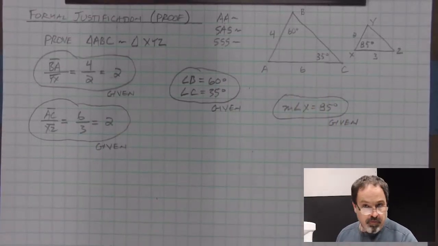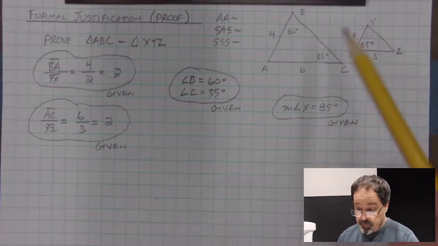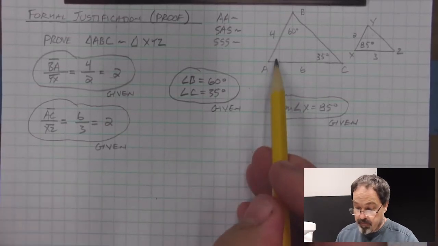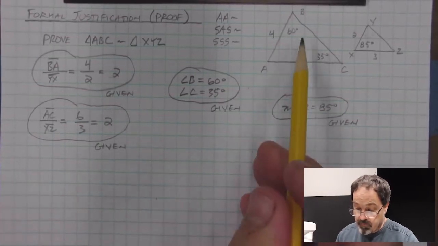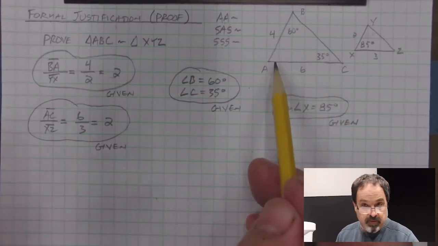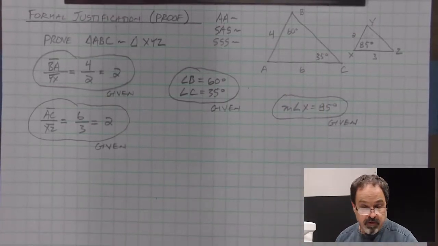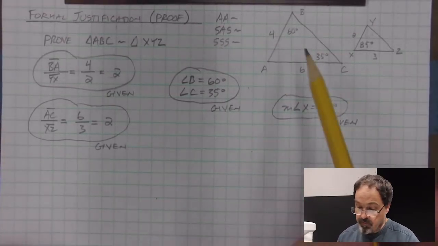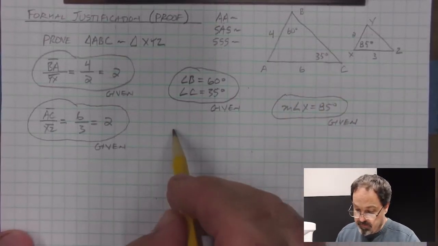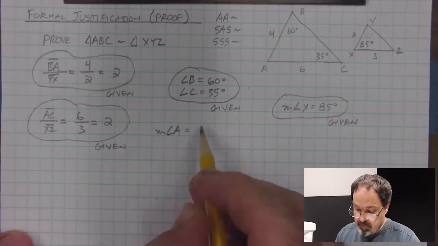I need to find the measure of angle A. I can do it with the triangle sum. I start with these two angles, and I can find the measure of angle A by taking 180 degrees and subtracting the two known angles to figure out what's left. 60 plus 35 is 95 degrees. So if I take 95 degrees from 180 degrees in the three angles of the triangle, I'm left with angle A, and its measure is 85 degrees.